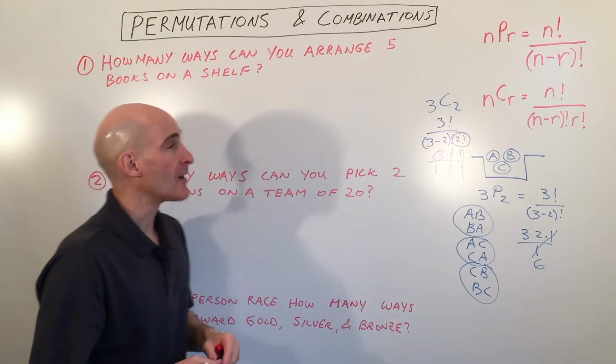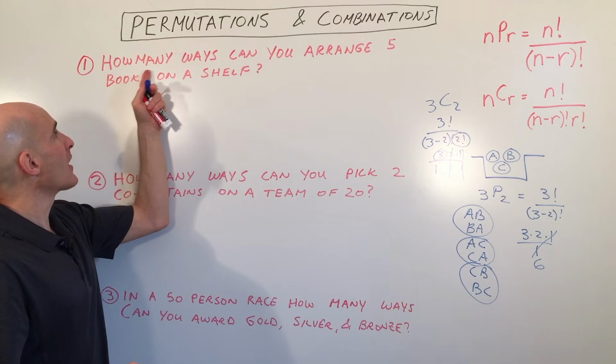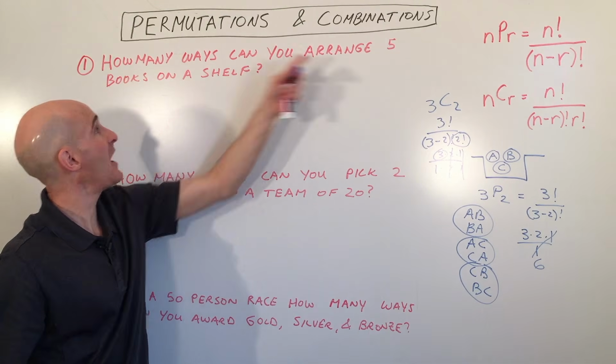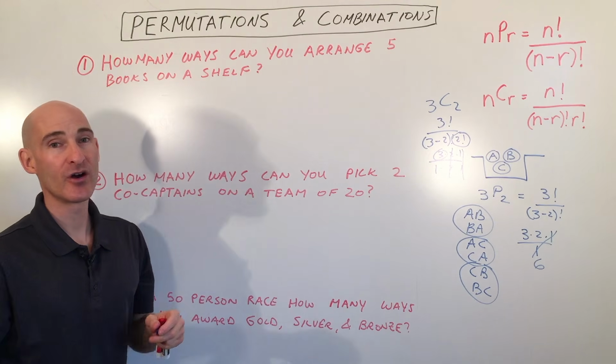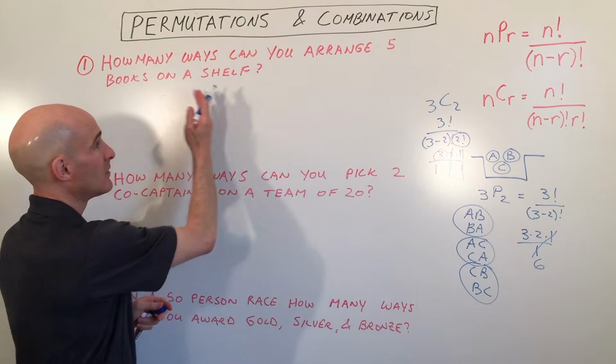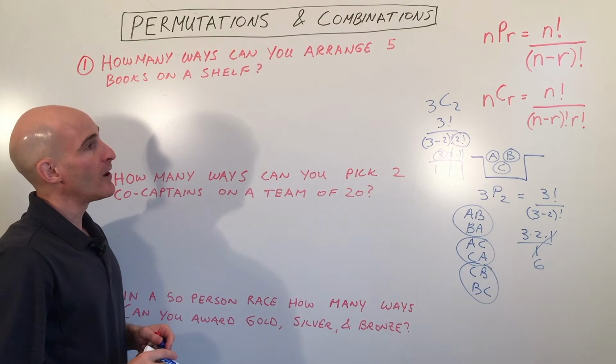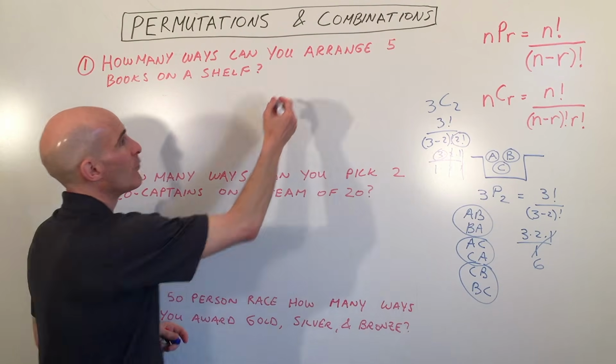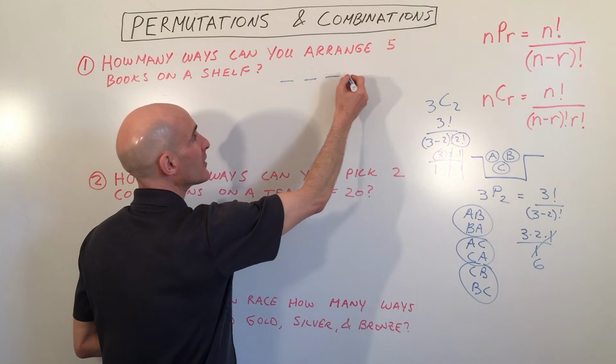Let's get into some other examples. Let's do this one here. How many ways can you arrange 5 books on a shelf, where the order is important? So you want to put the books like that. Well, there's a couple different ways to do this problem. One way to do it is just to diagram it out like this.